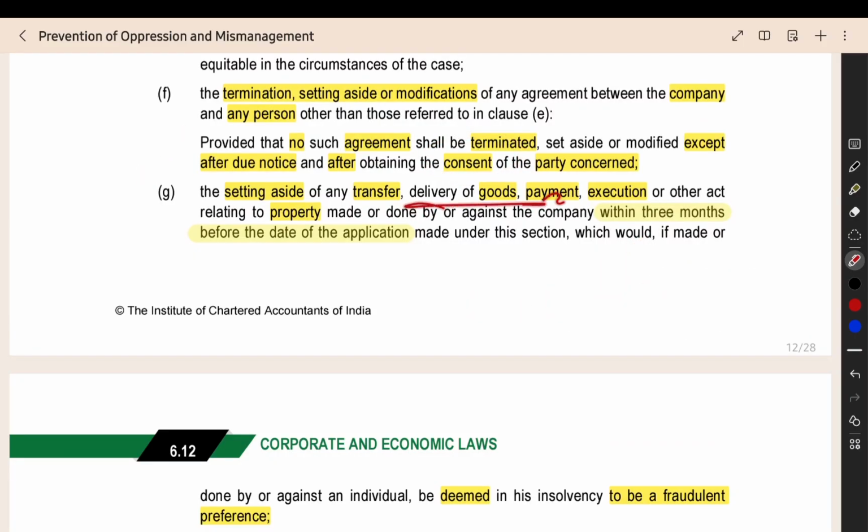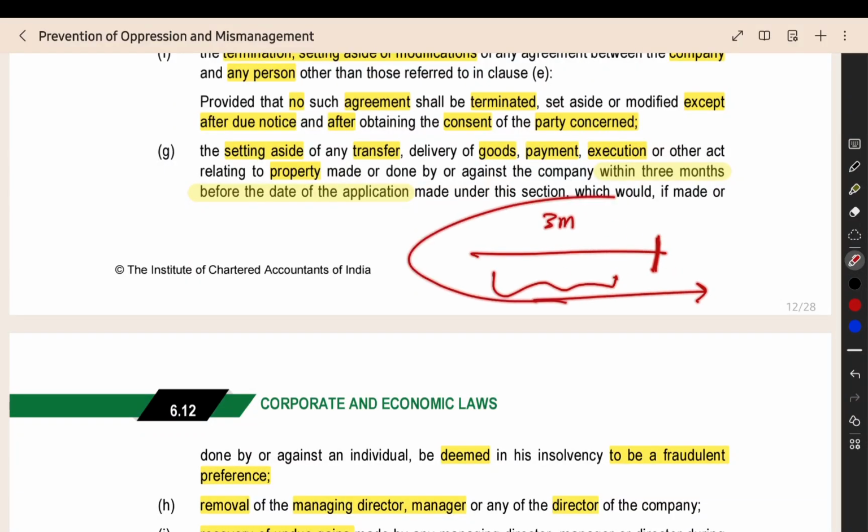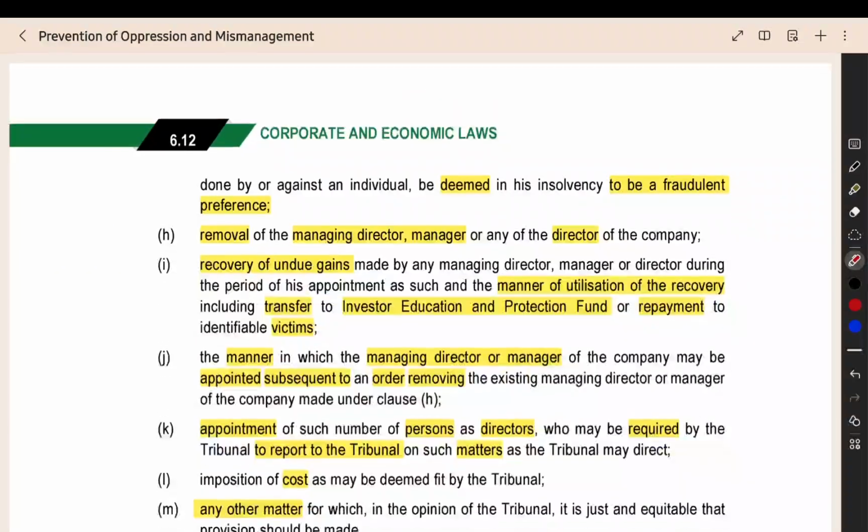Then any transfer of goods, payment, execution, property, if you made that within 3 months before the date of application. Now they are making the application; 3 months before, you have done any transfer of property, goods, payment, everything. If that is not proper, that also can be set aside.